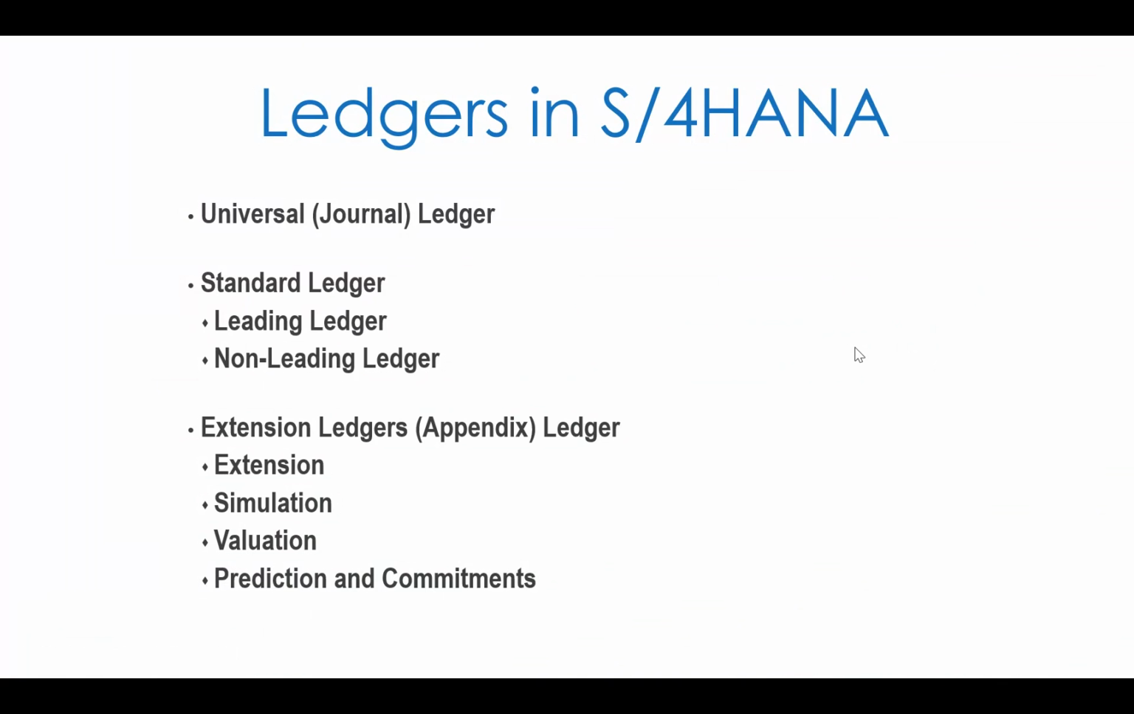Then we have the Extension Ledger, which used to be called the Appendix Ledger. There are 4 different types of Extension Ledger, and I'll go into that further in this webcast. There's the Standard Extension Ledger, so that's the first one. The second is the Simulation Ledger. The third is the Valuation Ledger. And the fourth is the Prediction and Commitments Ledger. We'll discuss this further because that's basically what this webcast is focusing on, one of these types of ledgers.